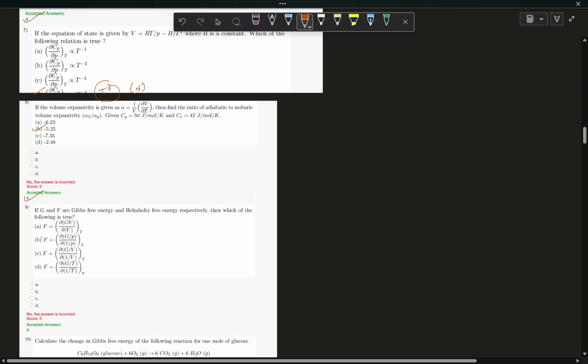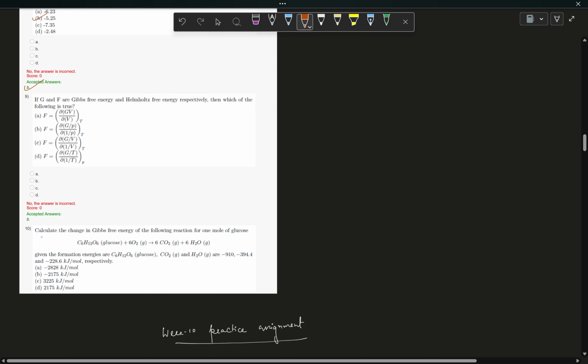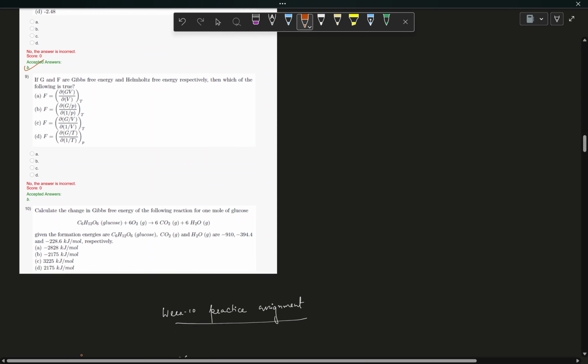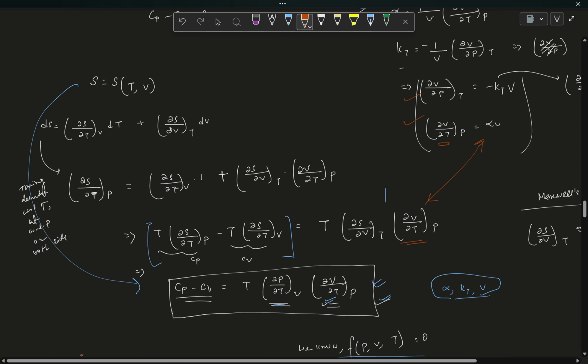So that is the correct answer. Then question number 9 is, if G and F are Gibbs free energy and Helmholtz free energy respectively, which of the following is true? So here the idea of thermodynamic potential comes into use. So question number 9, we start to solve.